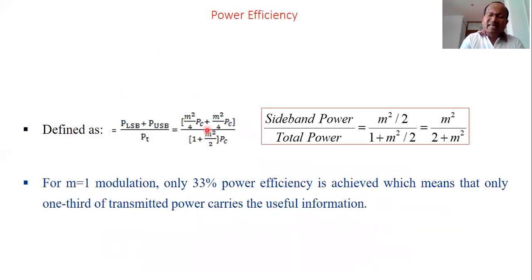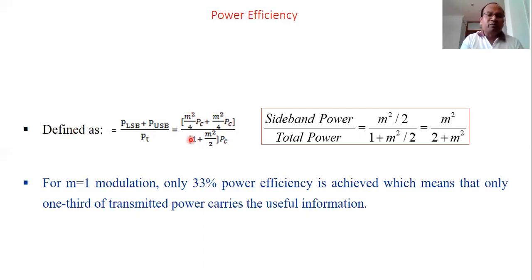M square AC square divided by 8, which can be written as M square by 4 PC. What is PC? Carrier power, which is AC square divided by 2. So when you substitute AC square divided by 2, you will get M square AC square divided by 8. But in terms of carrier power, we can write how much of carrier power is there in the sideband: M square by 4, a part of carrier power, M square by 4 into PC.